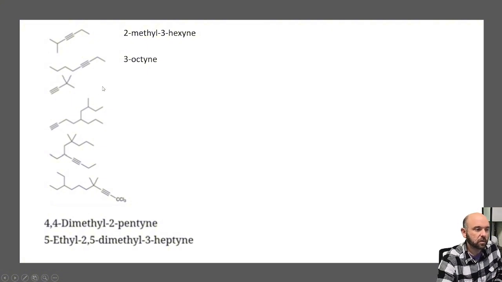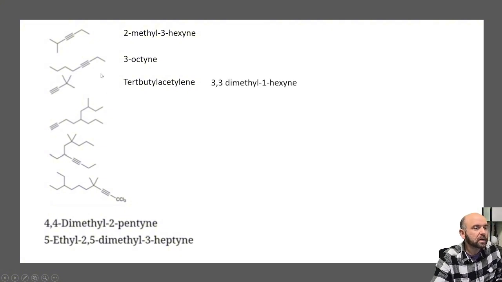The next molecule, you can name a few different ways. If I was naming it, I would probably just call this one tert-butyl acetylene. We see this is an acetylene that's had one of its hydrogens replaced with our common tert-butyl group. It would not be incorrect either to call this 3,3-dimethyl-1-hexyne as well.